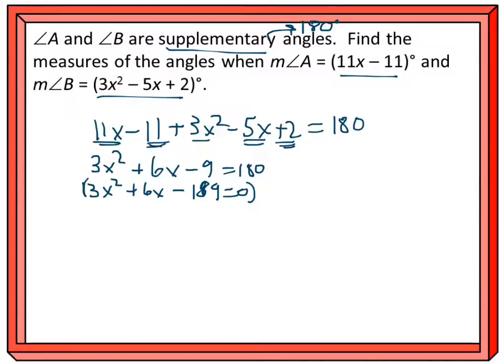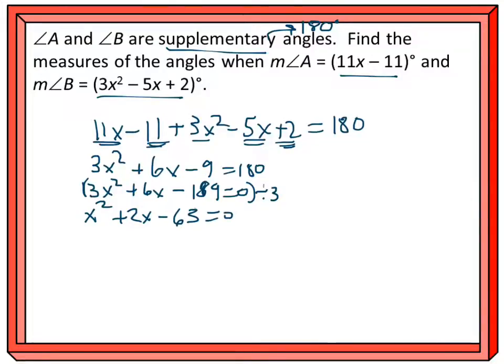Now I'm going to notice that all my numbers here are divisible by 3, so I'll make this equation easier to work with if we just go ahead and divide by 3. If you didn't notice it, you could still factor it, still solve it, it's just your numbers will be a little bit bigger to work with. So if I divide everything by 3, I get x squared plus 2x minus 63.